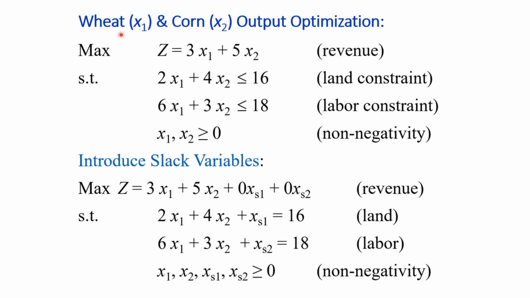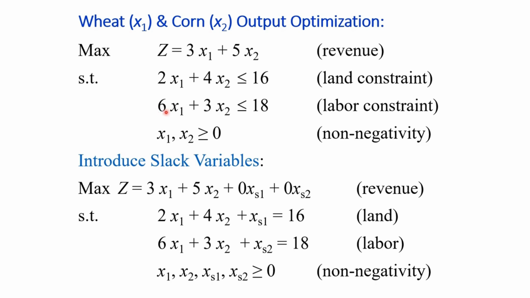So let's take an example where we have wheat and corn, and we're maximizing output. Let's say that this is measured in, say, tons, and we get $3 per ton of wheat and say $5 per ton of corn. So that's our revenue, and we want to maximize that. That's net revenue. Now we have a constraint that in order to grow a ton of wheat, we might require 2 acres, and to grow a ton of corn, we might require 4 acres. However, we also have a constraint of 16 acres, so we can't have more.